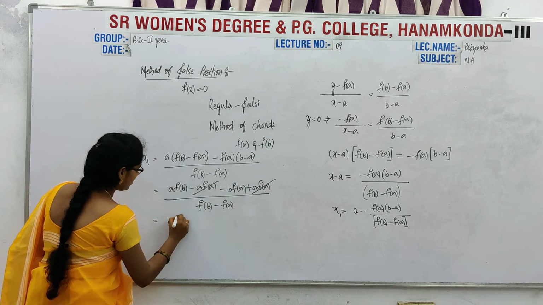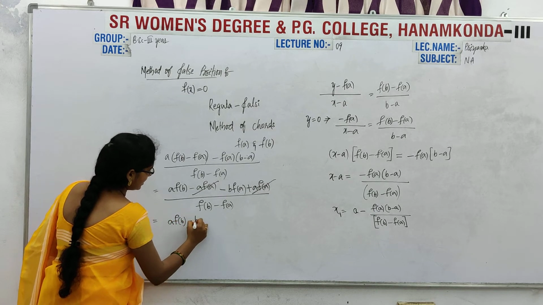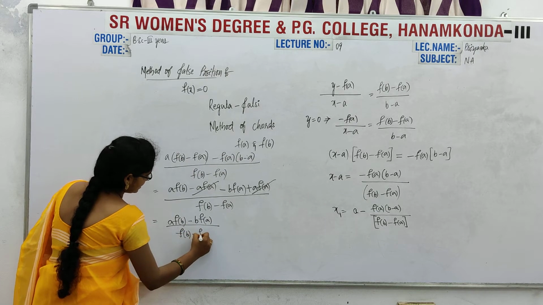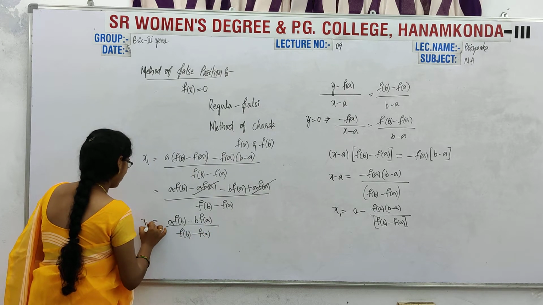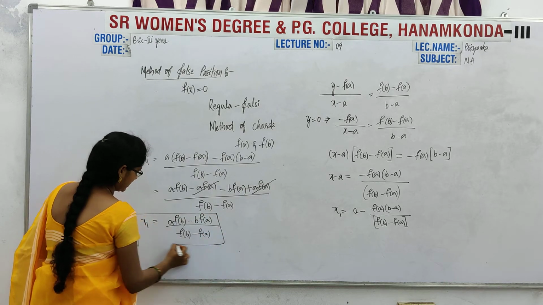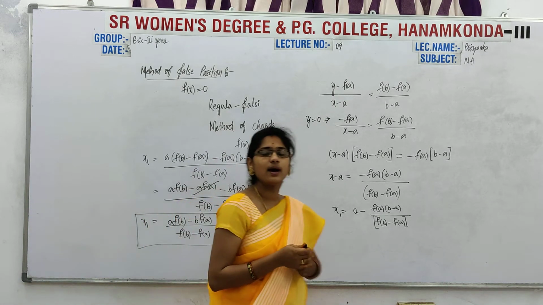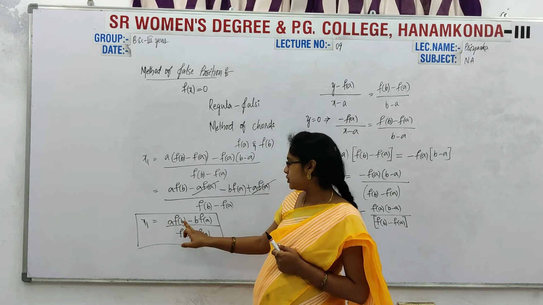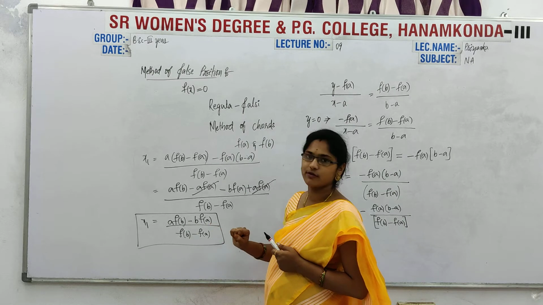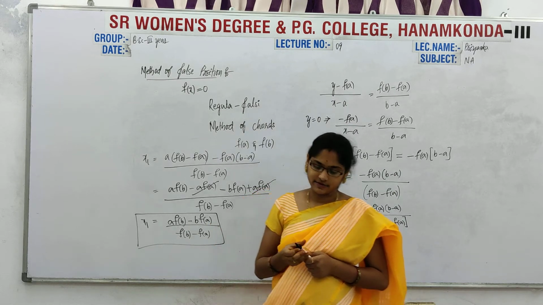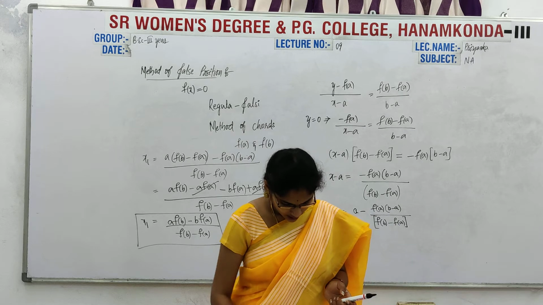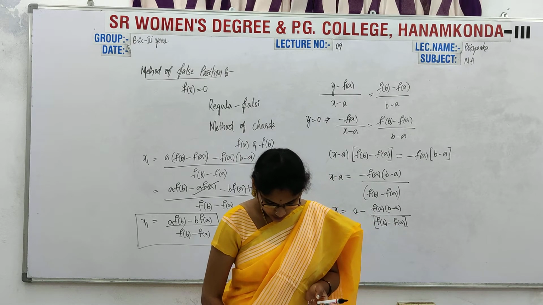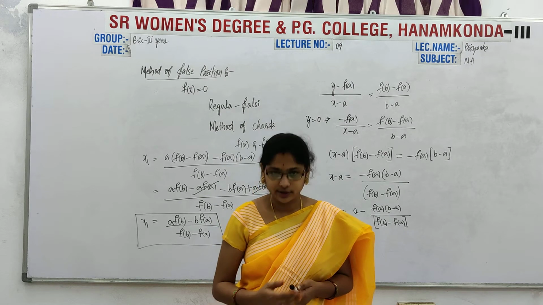So now here what is the formula? a into f of b minus b into f of a by f of b minus f of a. This is nothing but the value of x1. So now here what is the x1 value? Remember, x1 means first of all we have to take a into f of b minus b into f of a by f of b minus f of a. Next write down, continuation, next line.